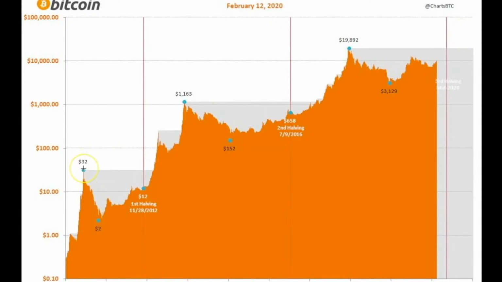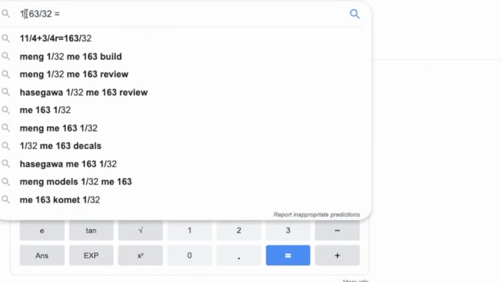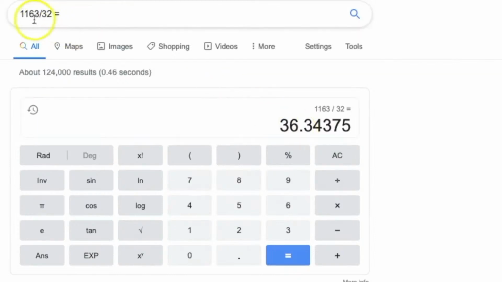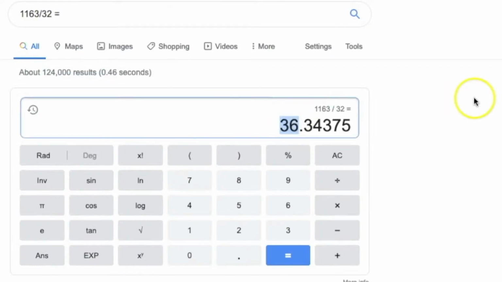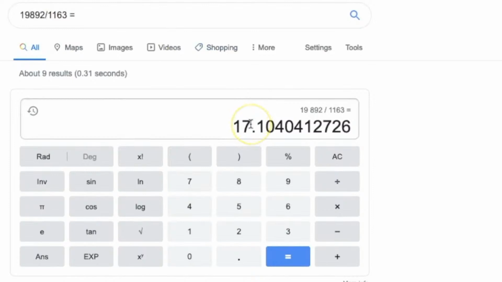Remember these numbers with me: $32, $1,163, and $19,892. Here's what we're going to do. Here's the $32, and then we had the high in the first halvening of $1,163. We get a factor of 36. 32 times 36 equals 1,163. So remember this number 36 now. Now we're going to take that high, 1,163, and input the high of the second halvening. And this time we divide it, we get a factor of 17.